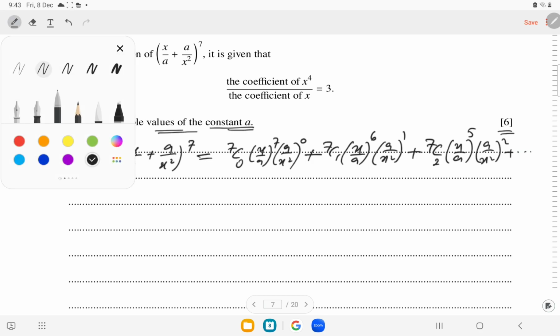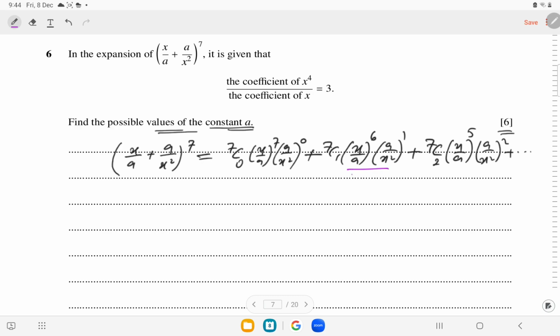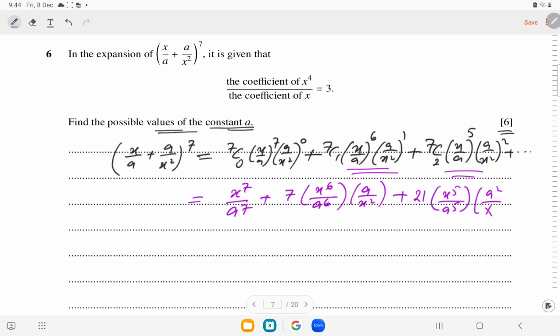Because here from this term and this term we can get the coefficient of x4 and x. Let's see how. No need to even simplify it, but if you want then you can: x7 over a7 plus 7C1, which the calculator gives you as 7, x6 over a6, a over x2, plus 7C2 becomes 21, right? You can use a calculator. It goes to be x5 over a5 and a2 over x4 and so on, right?